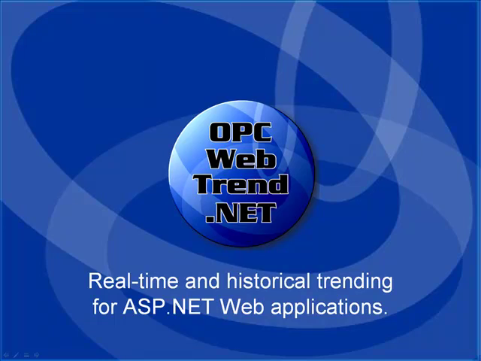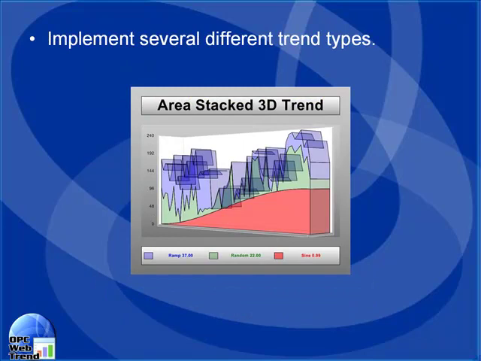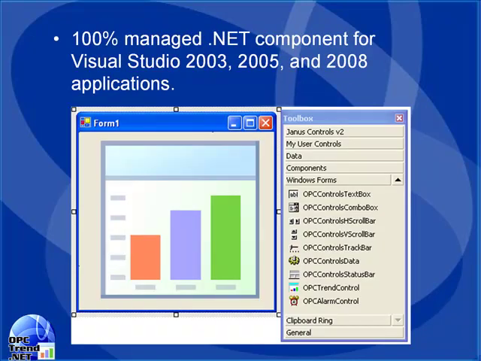This is a presentation of the product OPCWebTrend.net, one of 12 product features of the full OPCSystems.net suite. This product is for real-time and historical trending for ASP.NET web applications. There are many different types of charts that you can choose from. We'll see how to implement each of these in this training video.